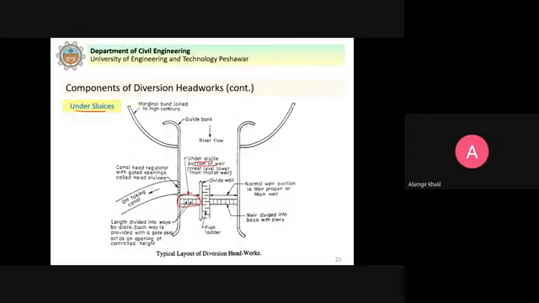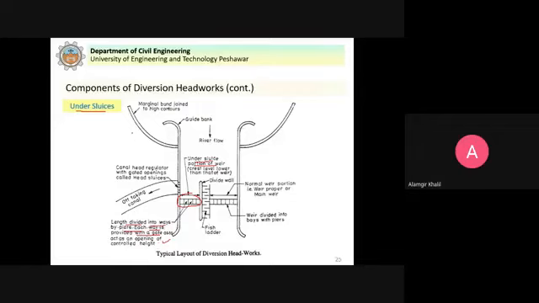In this case, you can see that the length is divided into bays by piers. Each bay is provided with a gate to act as an opening of controlled height. So it means that this under sluice portion of the weir, its length is divided into bays by piers, and each bay is provided with a gate to act as an opening of controlled height.